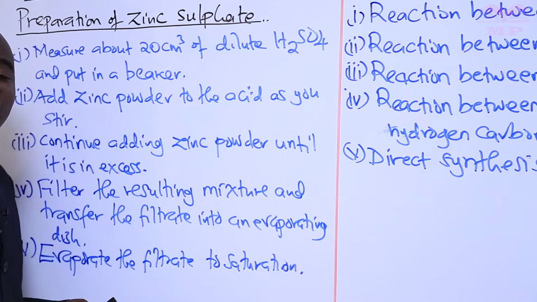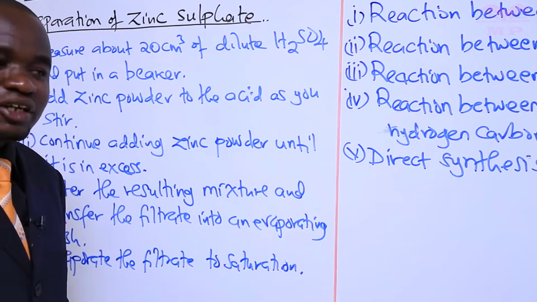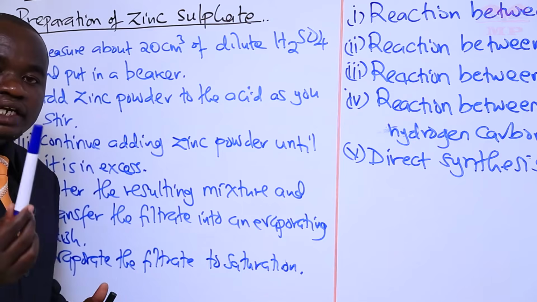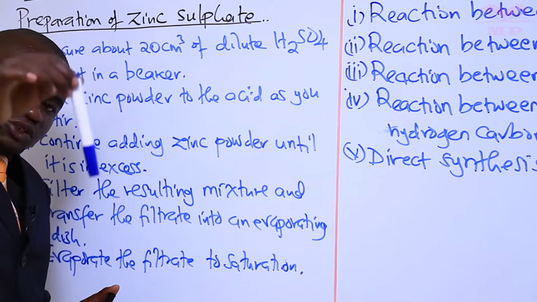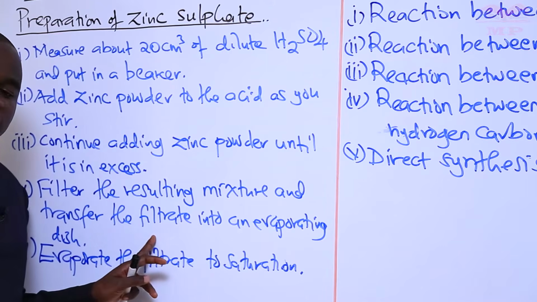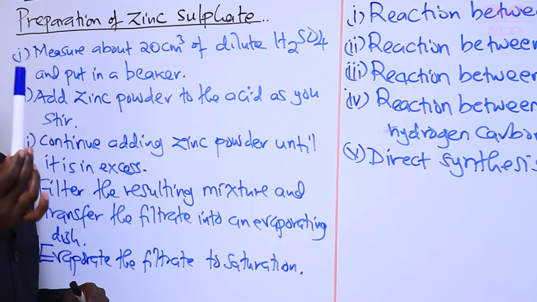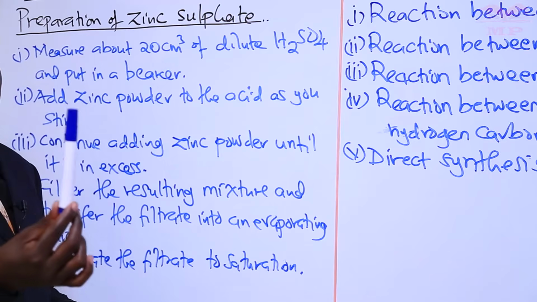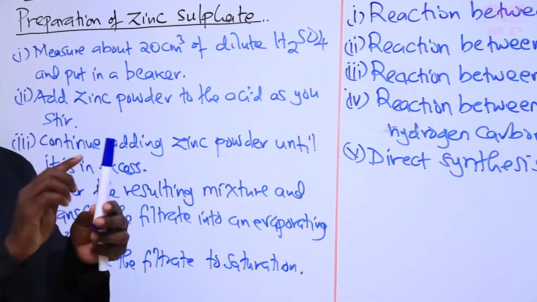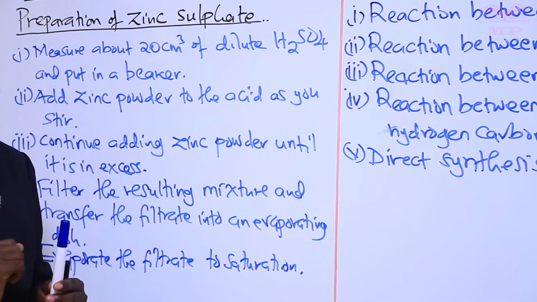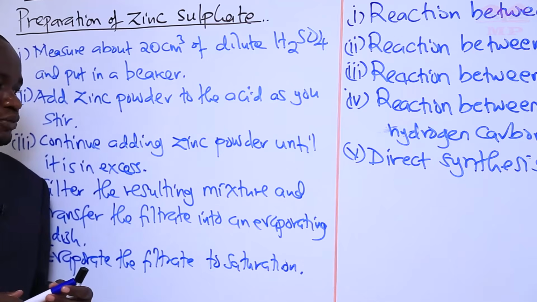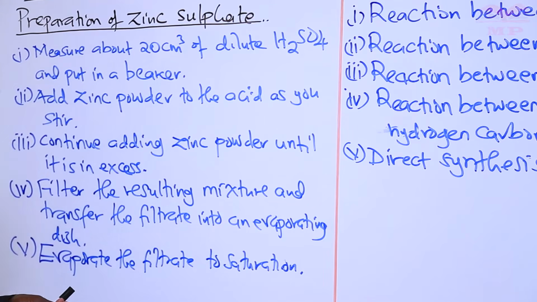So how do you tell that the salt is ready to form crystals? You simply take a clean glass rod and dip it into the evaporating dish containing the filtrate. After that, you remove it and hold it in the air, then allow it to cool. You observe the glass rod. Once you see crystals on the glass rod, it means the solution is ready to form crystals. After which you remove it from the source of heat and allow it to cool.